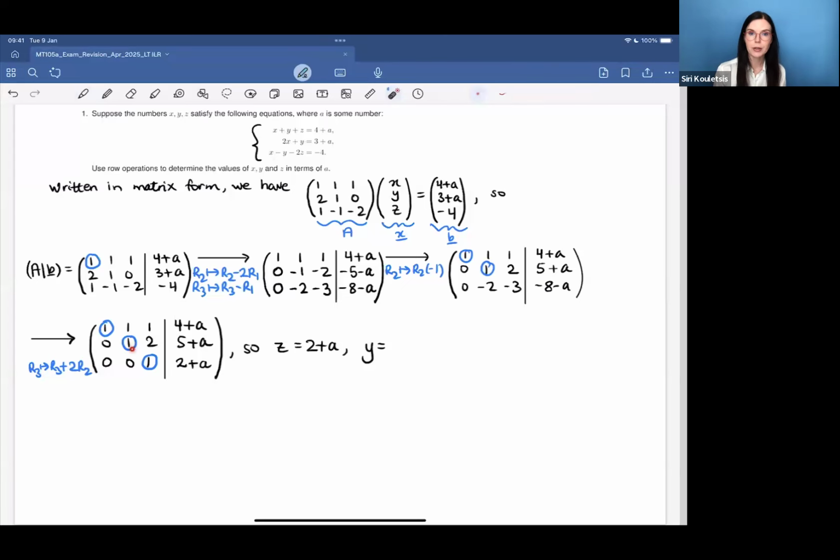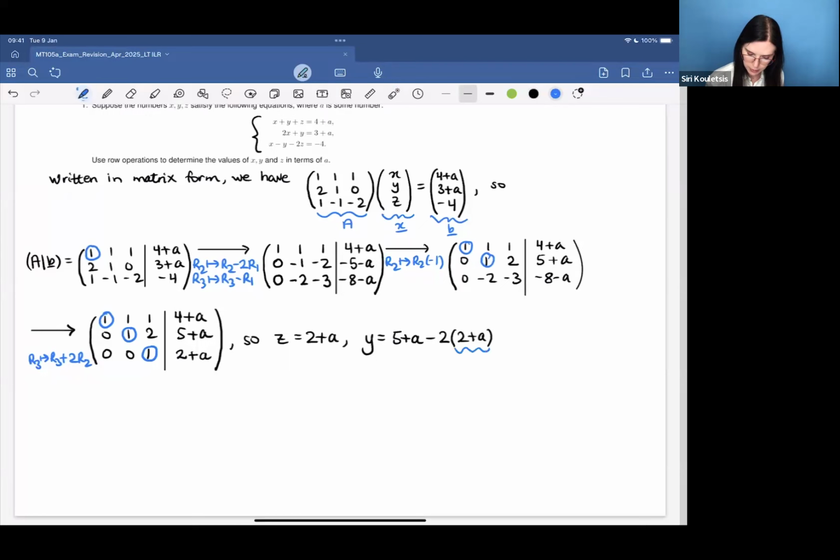Looking at the second equation, y plus 2z equals 5 plus a, well, we can make y the subject of that and say that y equals 5 plus a minus 2z, but z is 2 plus a. So let's put that in here straight away. And now we just need to perform the calculations. We get 5 minus 4, that's 1, a minus 2a, that's minus a.